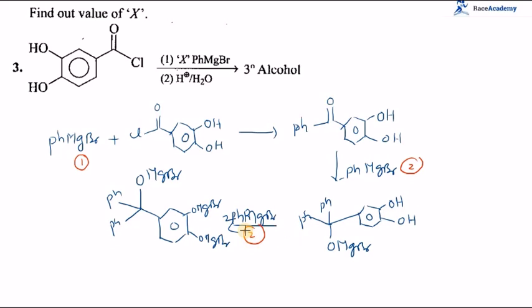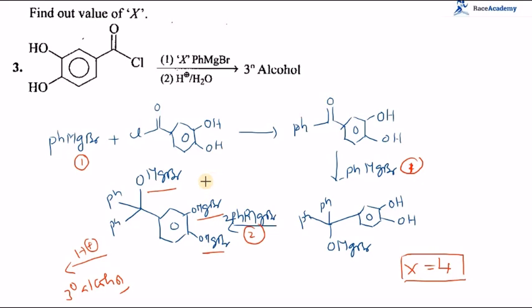So here 2 plus 1, yeah. Here 1, here 1 only we have used, a total of 4. So we have used 4 phenyl magnesium bromides to convert the compound into tertiary alcohol after hydrolysis. So when you do hydrolysis, definitely we will get tertiary alcohol. All the OMgBrs will become OH, and this carbon will become tertiary carbon. So that alcohol is called tertiary alcohol. So the answer for this one is 4, integer number 4.